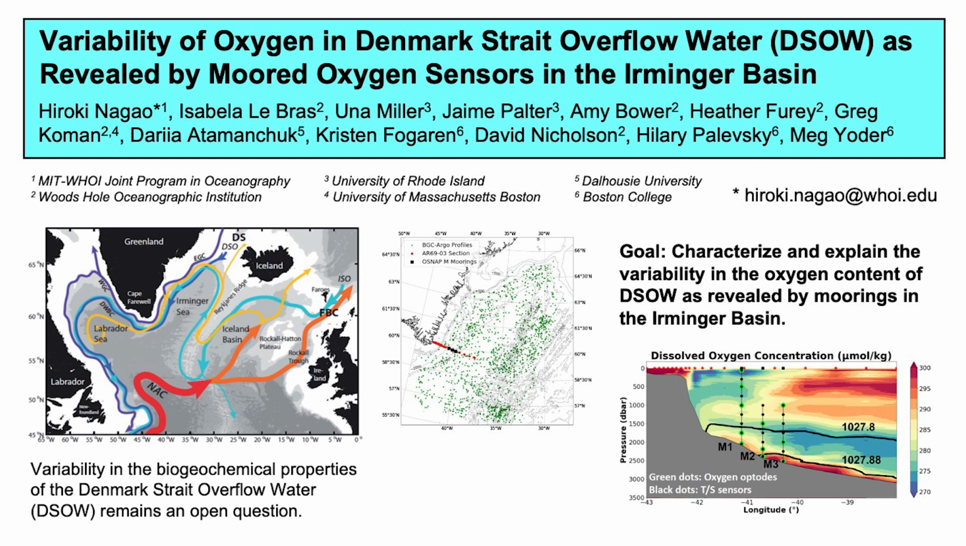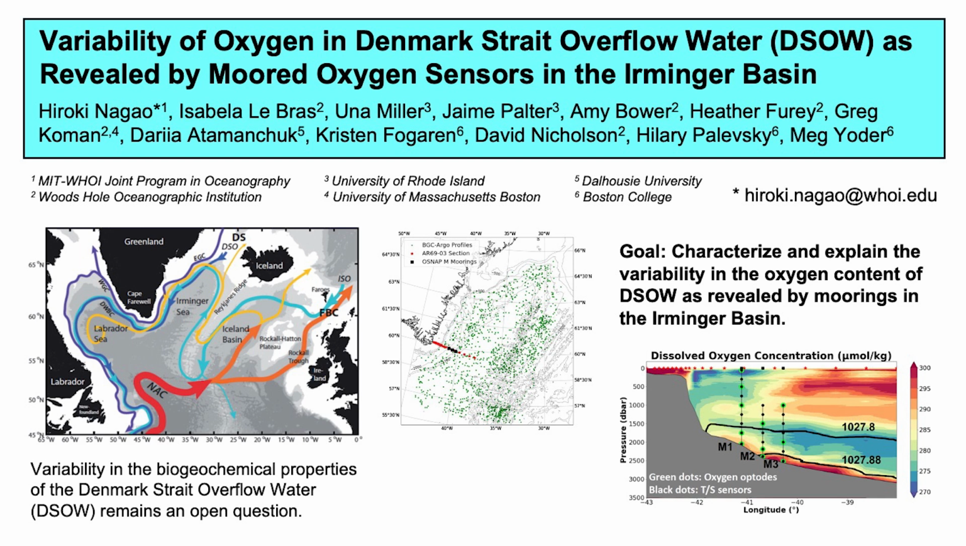The variability in the DSO hydrographic properties has been studied in the past, but we do not know much about the variability in the biogeochemical properties of the overflow water. So the goal of this poster is to characterize and explain the variability in the oxygen content of DSO from moorings in the Irminger Basin.